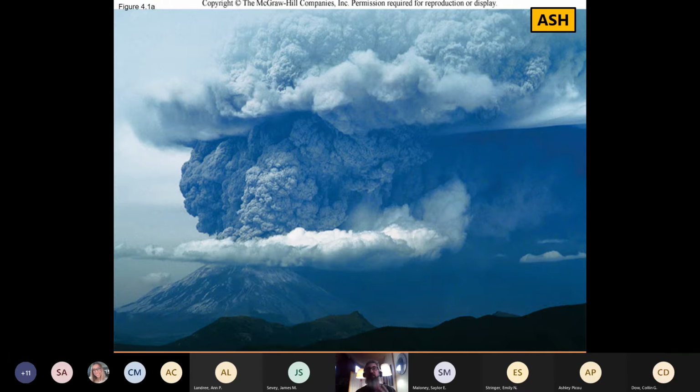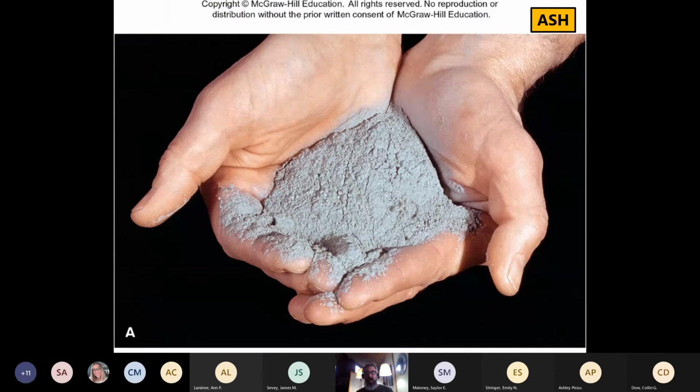Of the three types of tephra, the bombs, the cinders, and the ash, ash is by far the most hazardous. This is what ash looks like if you get a handful of it. It's pretty much dust. It's dust particle size. The problem comes when there is more than just a little bit of it.